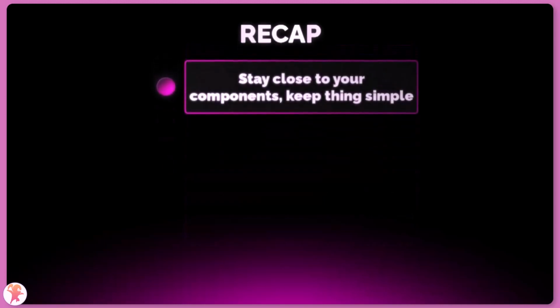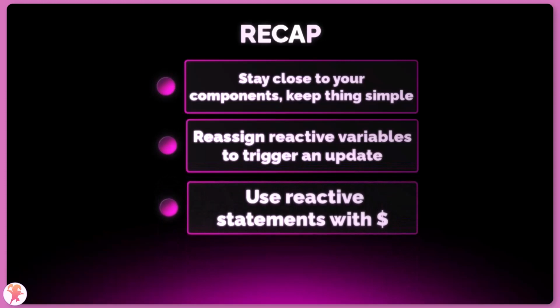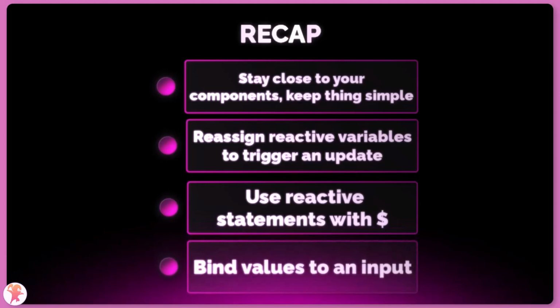Let's recap a little bit. Stay as much as you can close to your component. Don't overthink state management. Reactive variables can be changed, and this will trigger an update in the DOM. No need for getters and setters like in useStates of React. You can execute code when a reactive variable changes simply by creating a reactive statement. And lastly, use bindings to listen to changes in an input and have them reflected in a variable.